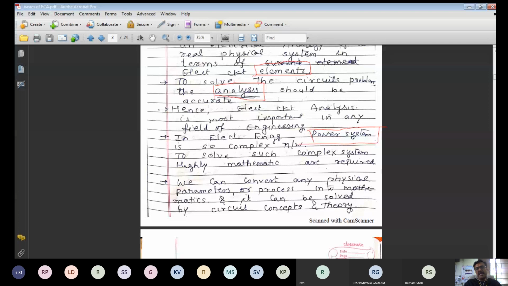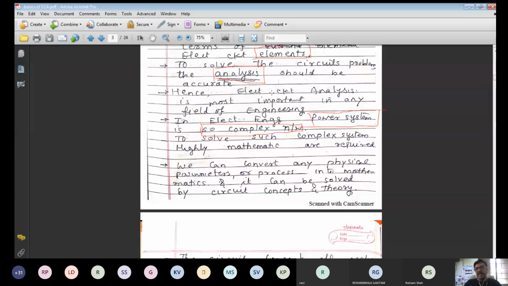If you imagine any area of Ahmedabad or any other city, there are a number of components connected in the circuit, in parallel or in series. So the circuit is so complex, right? The network is so complex. So we have to solve the network with the help of circuit analysis.